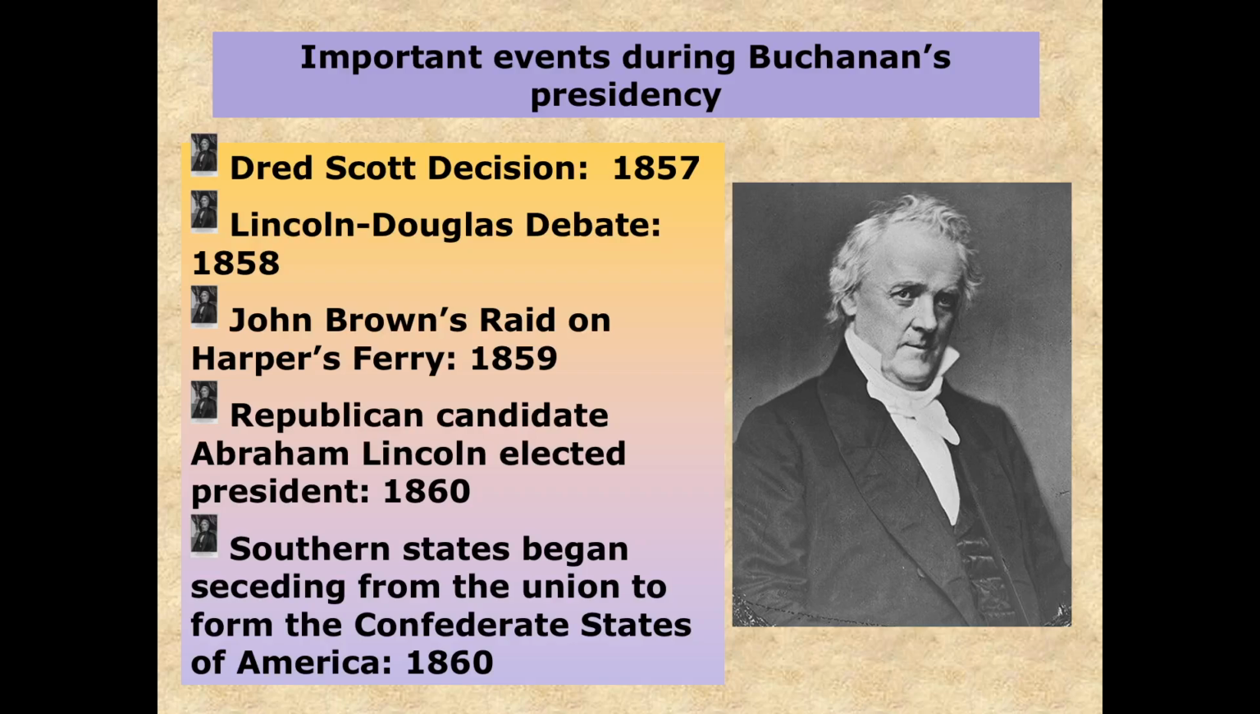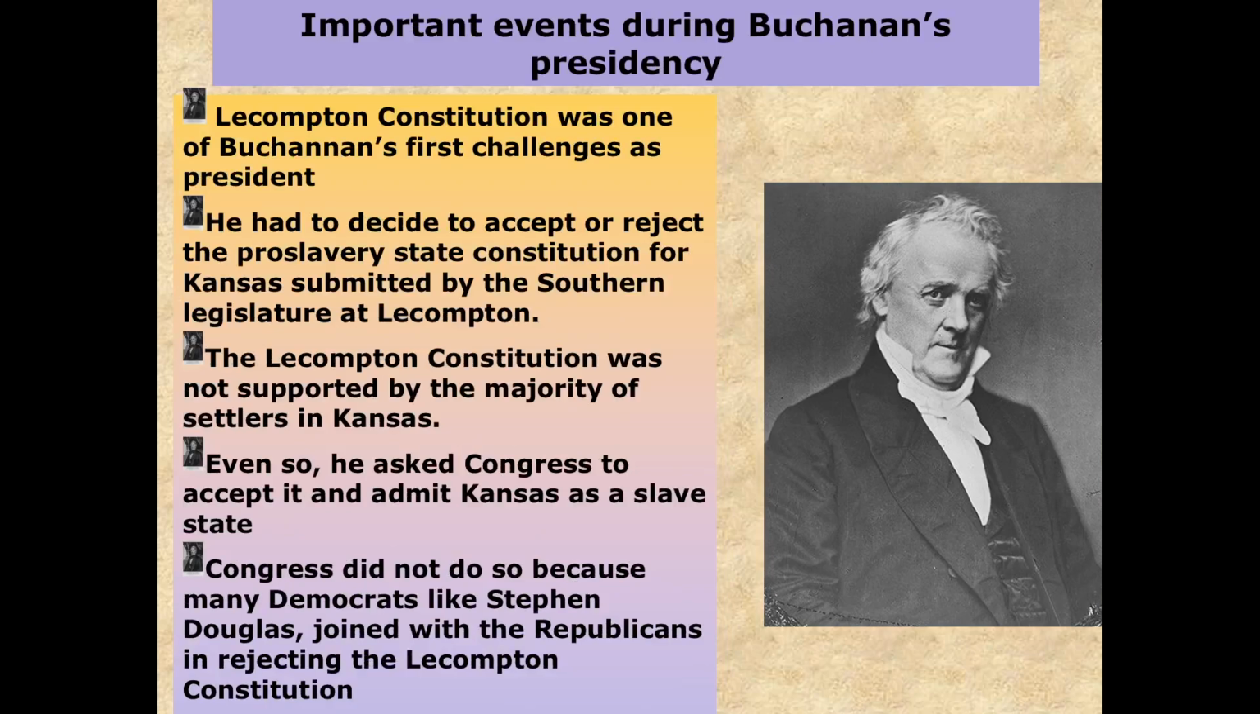All right. Here's what happens during Buchanan's presidency. Key events will be the Dred Scott decision, the Lincoln-Douglas debates, John Brown's raid on Harpers Ferry, and then in 1860 we've got the election and Abraham Lincoln is elected. And subsequently, the Confederacy will be formed and, yeah, Civil War, okay? That's all going to go down in these next five-ish years. So Buchanan, though, he didn't really do much to stop it.